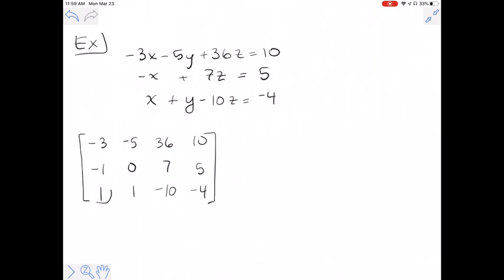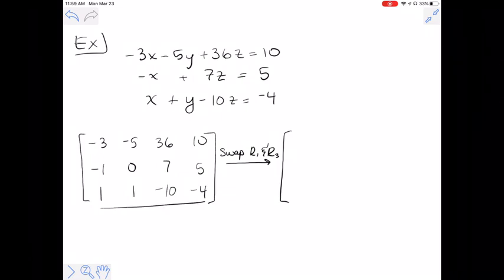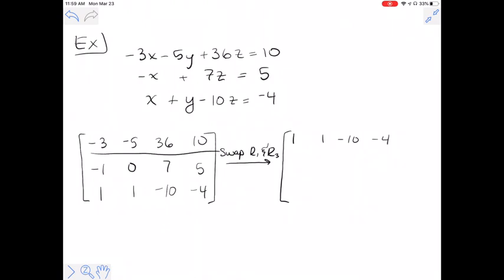I notice there's a 1 right here, and where I really want to have a 1 is right there. So I'm going to go ahead and swap row 3 and row 1 as a first step. So swap row 1 and row 3. So this bottom row here, I'm going to move up to the top. And then this top row here, I'm going to move to the bottom. Middle row stays the same.